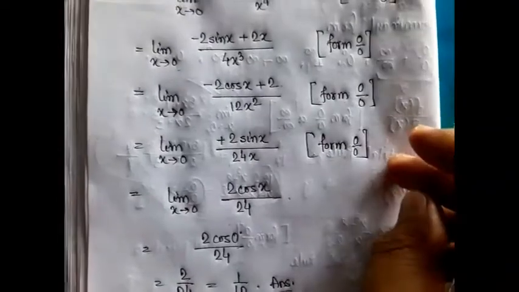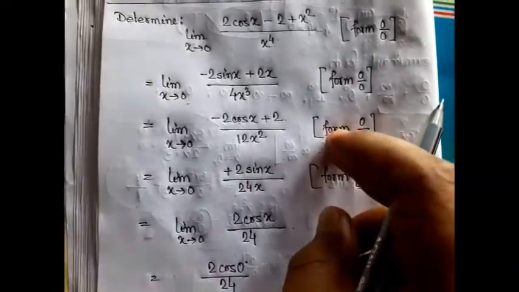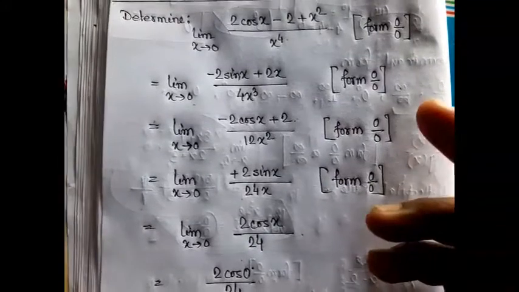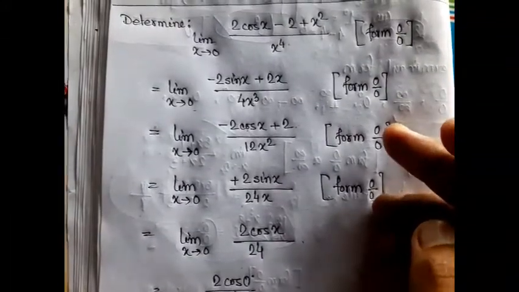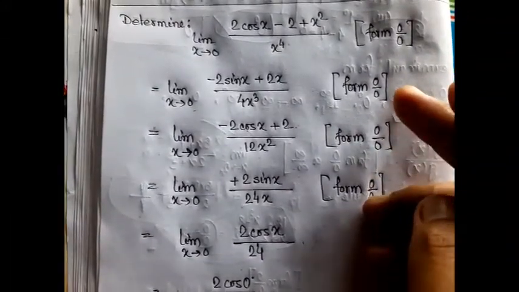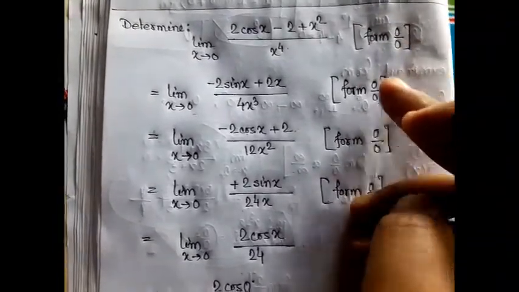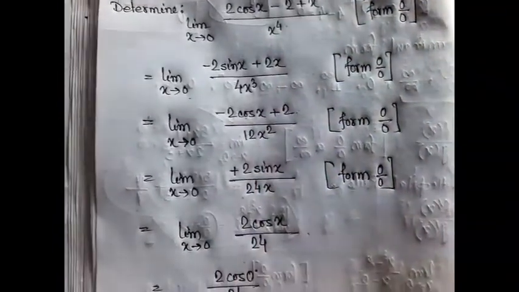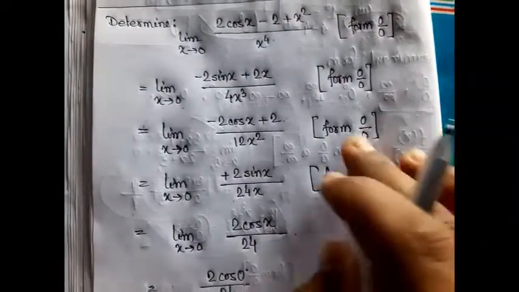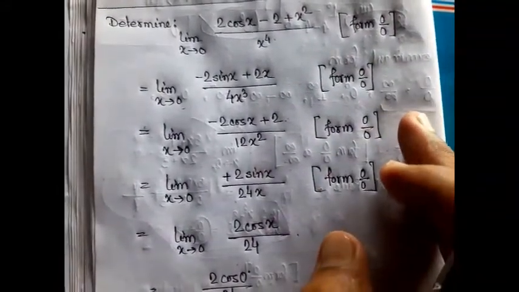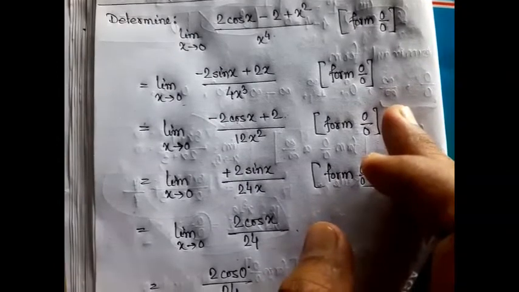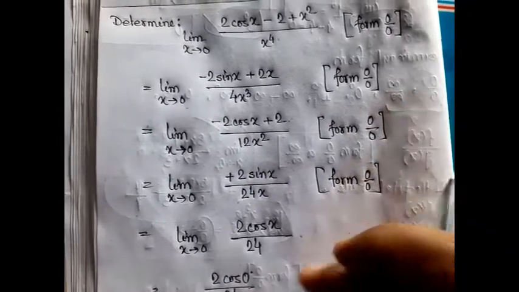Understood? So I hope you understand how to solve a limit when the limit is of the indeterminate form 0 by 0. If you have infinity by infinity, then you also have to do the same process. Okay, so the next example I am considering is of the form infinity by infinity.